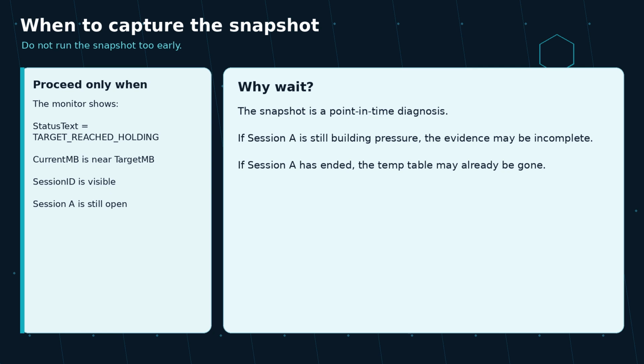Capture the diagnostic snapshot only after the newest monitor row shows target_reached_holding. At that point, session A has reached the intended pressure level and is keeping the temporary table open. If the status still says building_pressure, wait and monitor again. If a safety stop status appears, end the lab instead. Keep session A open while capturing the snapshot, because closing it releases the temporary object and changes the evidence.